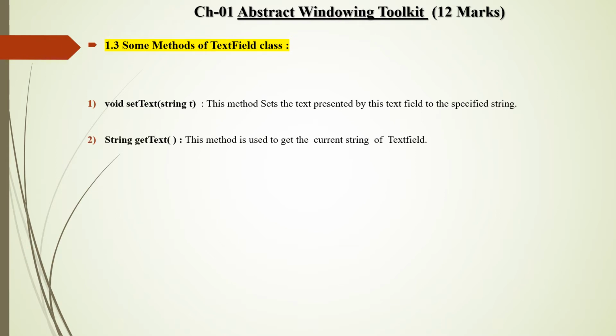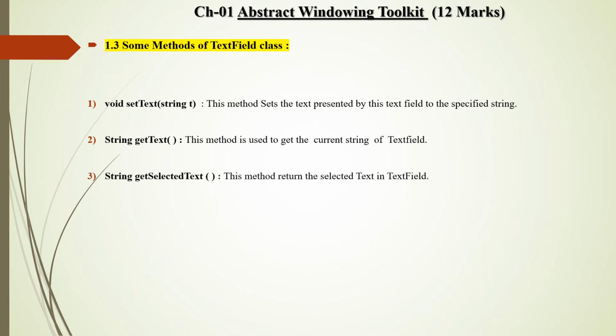Then we see some methods of the text field class. First method is setText, this method has one parameter of string type, and this method does not return any value, so the return type of this method is void. This method sets the text presented by the text field to the specified string. Then the next method, getText. This method does not have any parameter, but this method returns a string value. So this method is used to get the current text or current string of the text field.